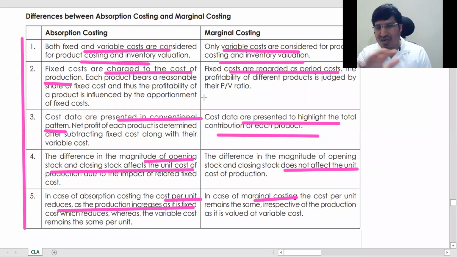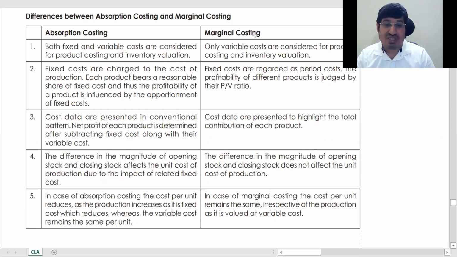Just remember that way. Don't learn all this. Okay, just be prepared for this question. Is very important. Difference between absorption and marginal, very famous question. Okay, so just keep 4 points ready with you. Just think that your exam is tomorrow and just remember jot down your 4 points. Okay, it will be there in your brain.